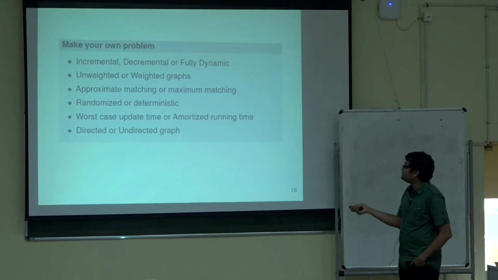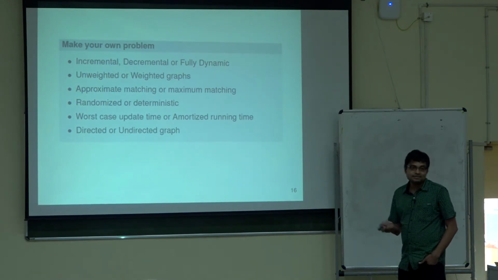Now you can see there are many combinations, and that's why you will see many kinds of papers in literature. Okay, for each of these combinations you can see a paper, and the techniques used would be slightly different. Sometimes much different.